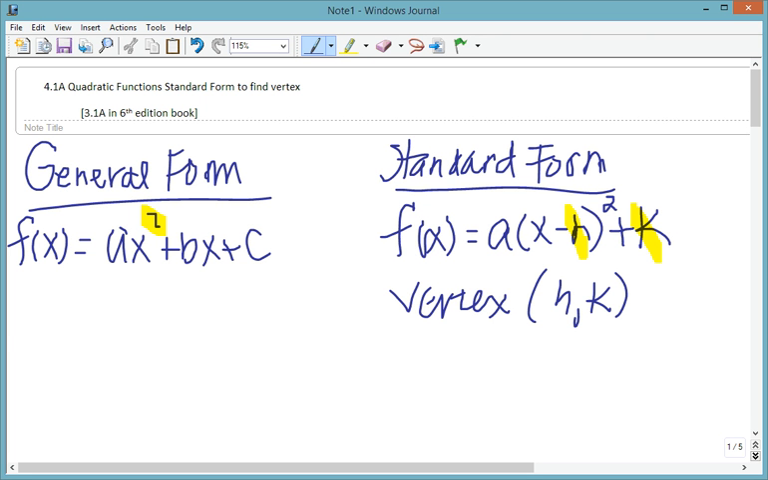So, what we want to do today in this video is go from the general form. If I give you a quadratic function in general form, you could change it into standard form. And that would tell you the shift and the stretch, and it tells you the vertex, it allows you to graph it. So there are times that this standard form can be very useful.